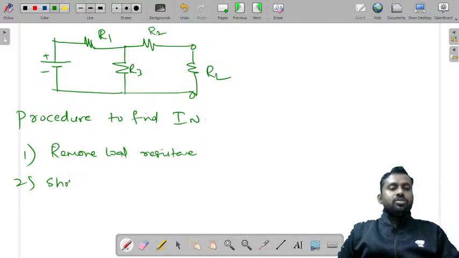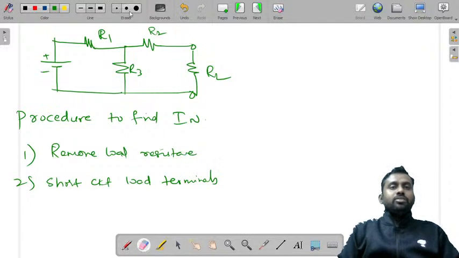Second, short circuit load terminals. This is what generally I'll follow. You may also follow some other method. So I have removed this load resistance now. This is the load resistance, and short circuit it.